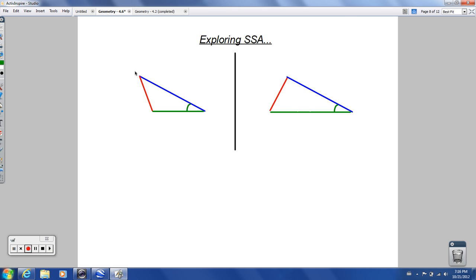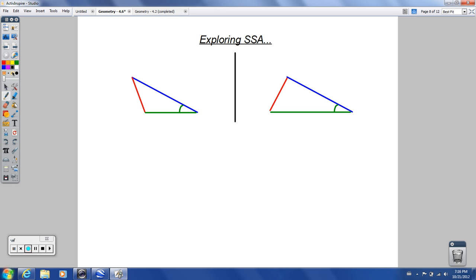So, is this triangle congruent? I didn't pick up my pen. Come on. Is this triangle congruent to this one? Absolutely not. But is this the same? Side, side, and angle. Is that the same as this side, and this angle? Yeah, it is. So is this a theorem? No, it is not. So this one, side, side, angle, I just came up with what basically is a counterexample.